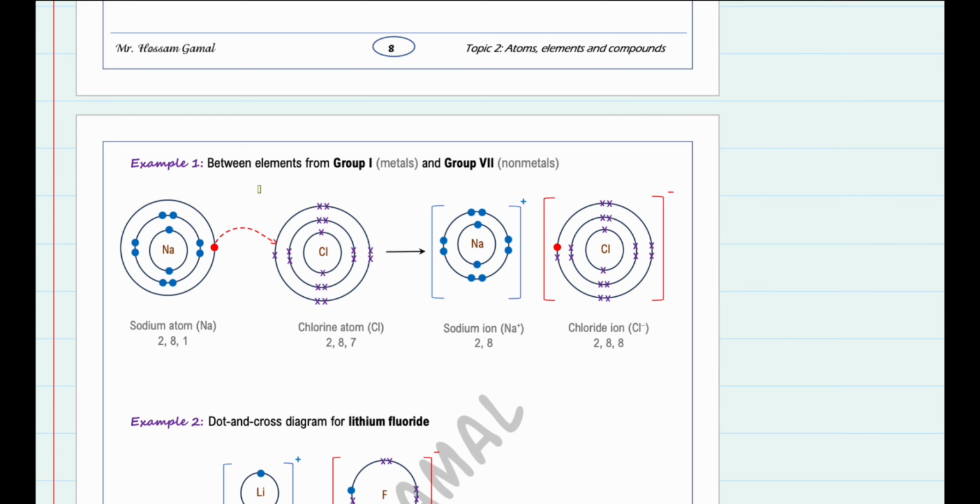Here we have an example between group 1, sodium, a metal, and group 7, chlorine, a non-metal. Sodium loses its outer electron to chlorine, and as a result, a sodium cation will be formed and a chloride anion will be formed in a compound known as sodium chloride.